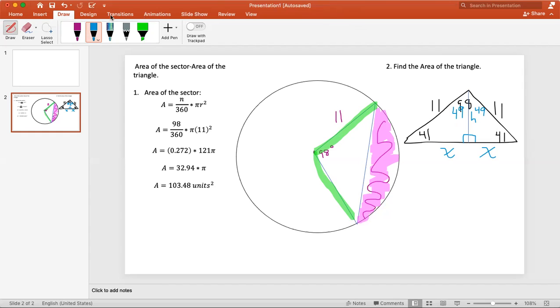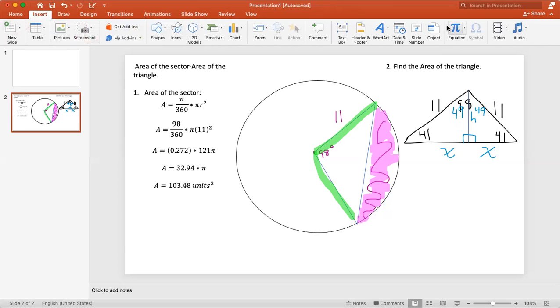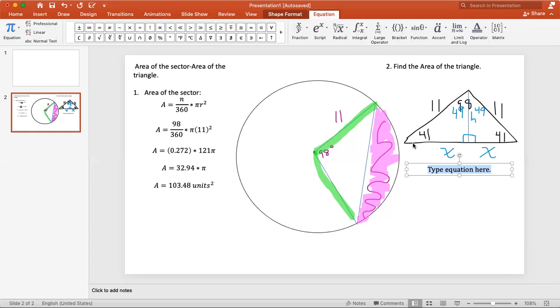And so to find the area of this triangle, I need to find the height and I need to find the base. What I can use is something we were talking about earlier this chapter, which is the trig functions. If I look at the base angle 41, the height of that triangle is the opposite side of that base angle. And I also know the hypotenuse. So I know the opposite side is what I'm trying to find, and the hypotenuse is 11.